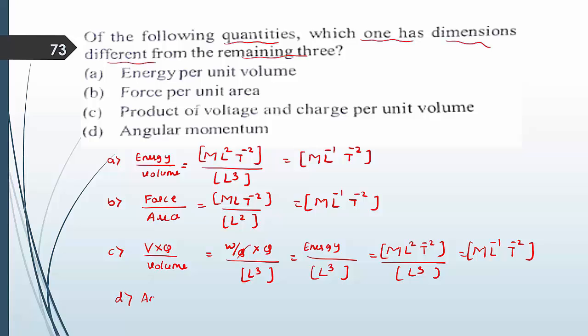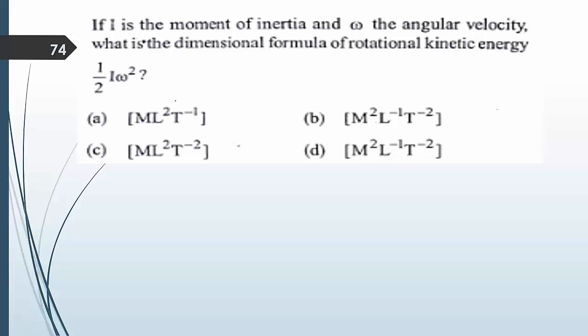But you can check here angular momentum. Angular momentum is given by the equation L equal to I omega. Just in the previous problem you have solved the dimensional formula for angular momentum. You can remember it. It is given by ML²T⁻¹. You can observe all the four options. A, B and C options are having the same dimension, but angular momentum is having a different dimension, so option D is right.